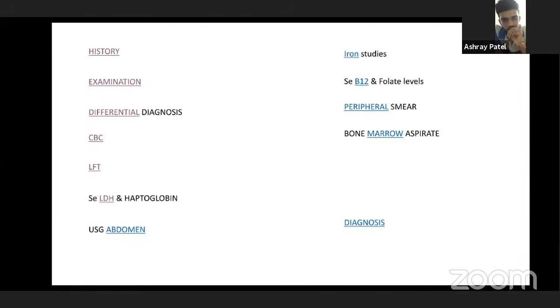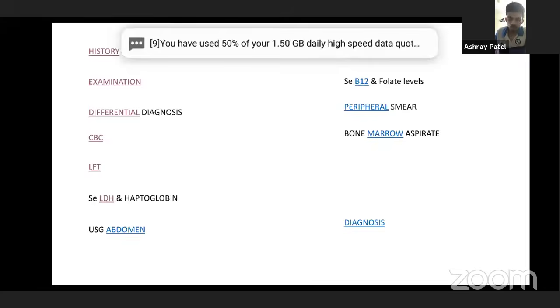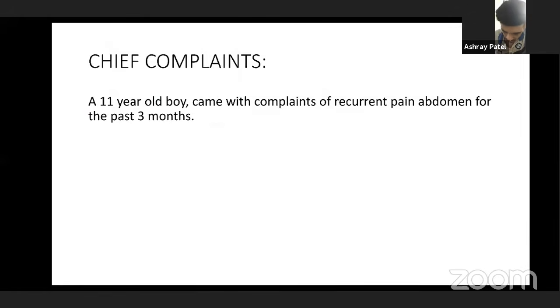So now, what would you like to see? The cause of extravascular hemolysis. Yeah. So now we can go ahead with which investigation in this? Peripheral smear. Okay, fine. We'll go to peripheral smear.